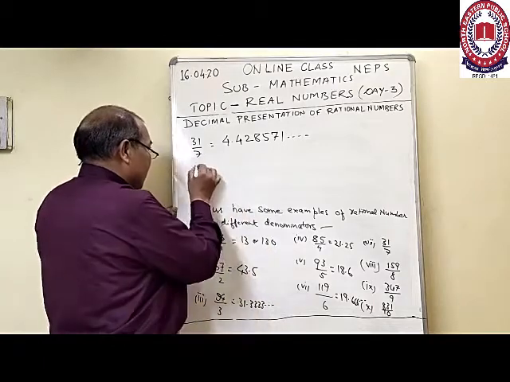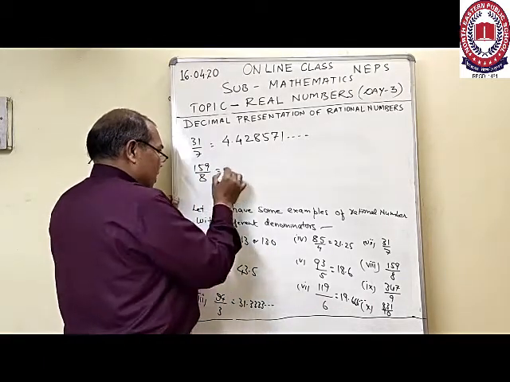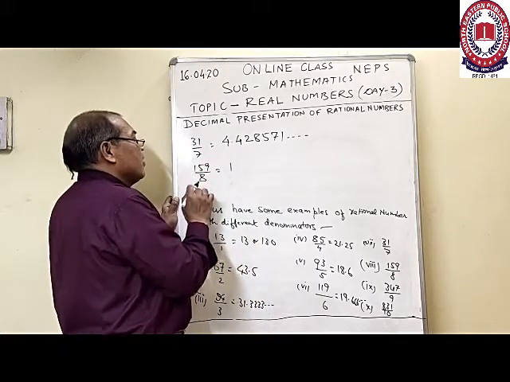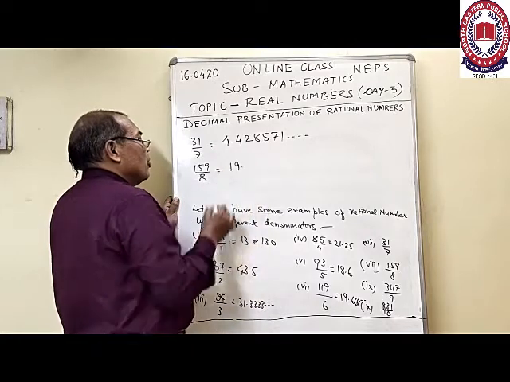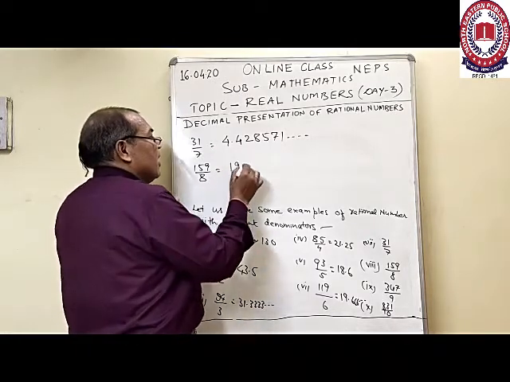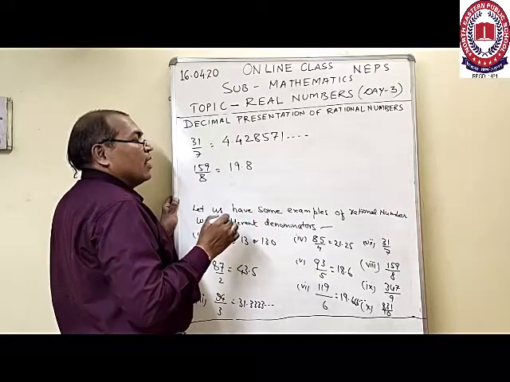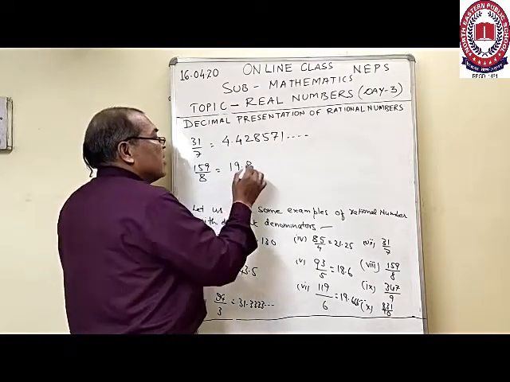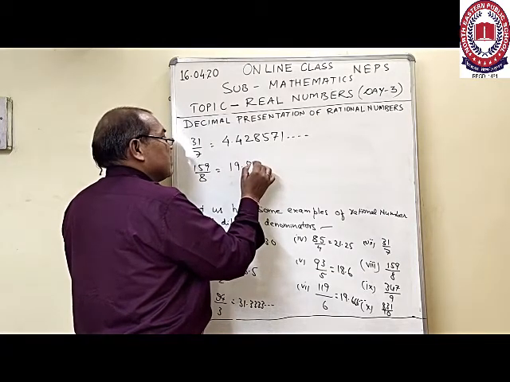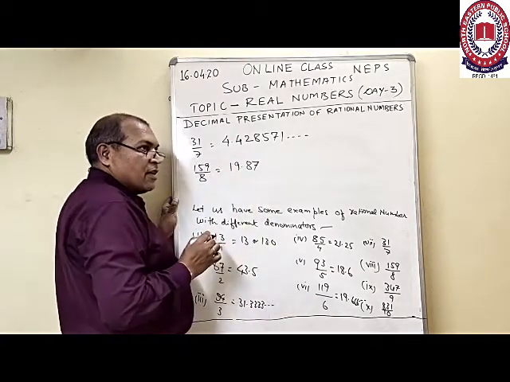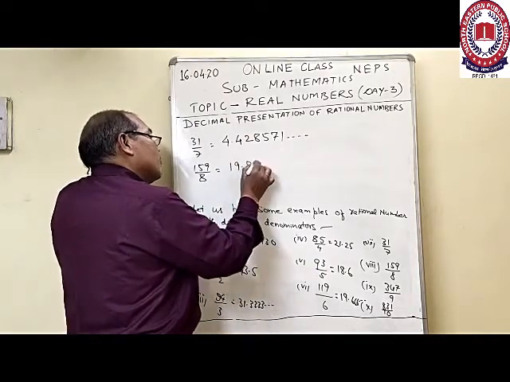Thereafter 159/8: 8 one time, remainder 7, then 8 9 is 72, remainder 7, 8 8 is 64, then remainder 8, and so on, like this.